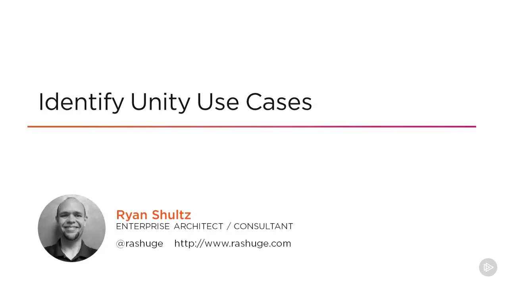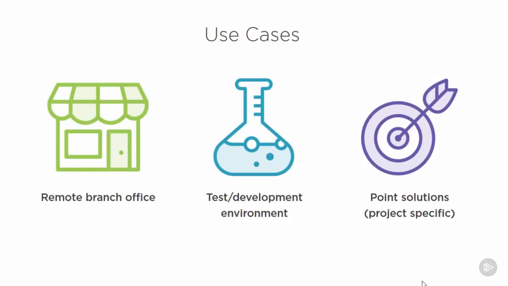Identify Unity use cases. When we look at any type of storage platform, we have to understand what its purpose is. So one of the things we do often is look at use cases of that particular platform. As we look at the Unity VSA, we know that there are many different use cases. But in this particular instance, we are going to cover three specific use cases that may be applicable to you and to your business: remote branch office, test development environment, and point solutions or project specific solutions.